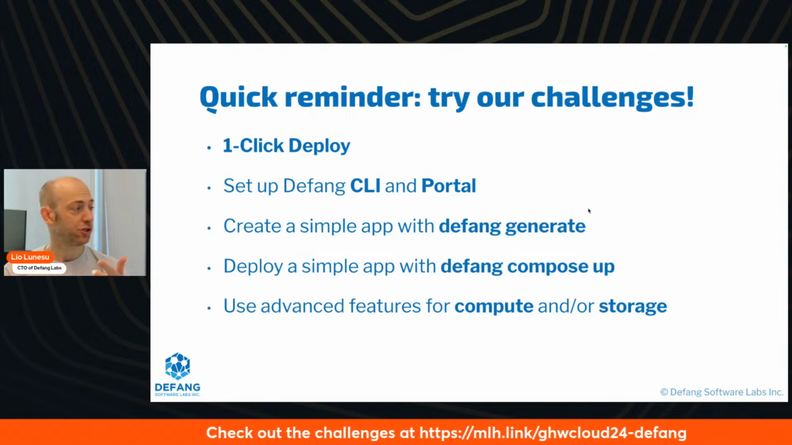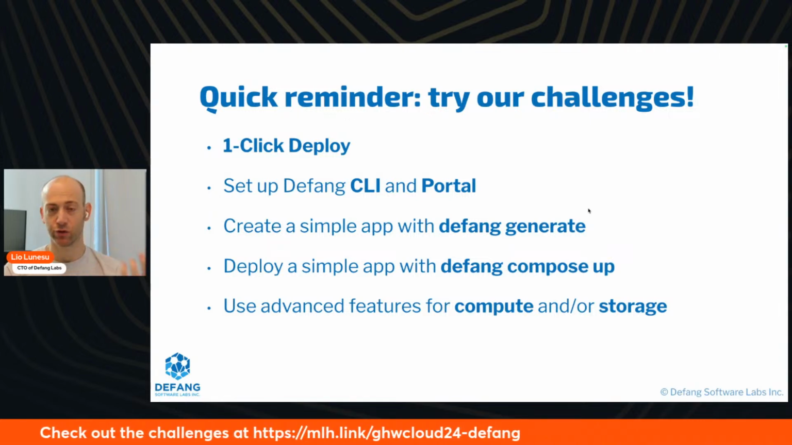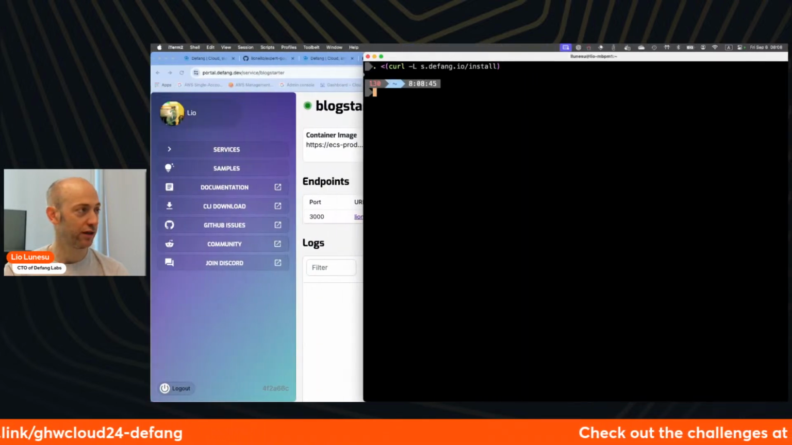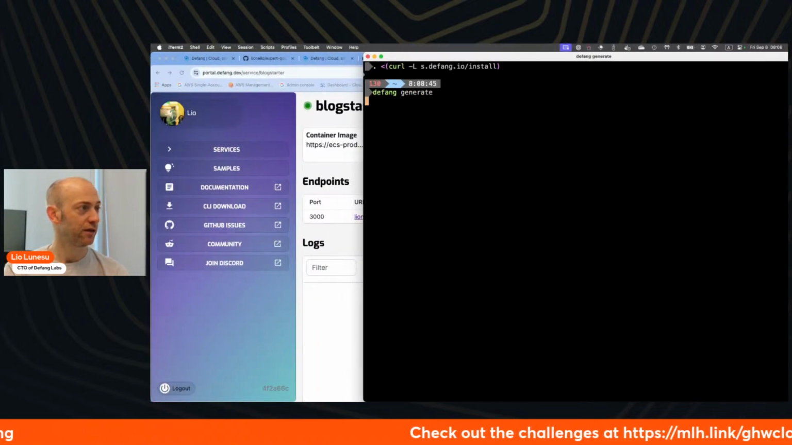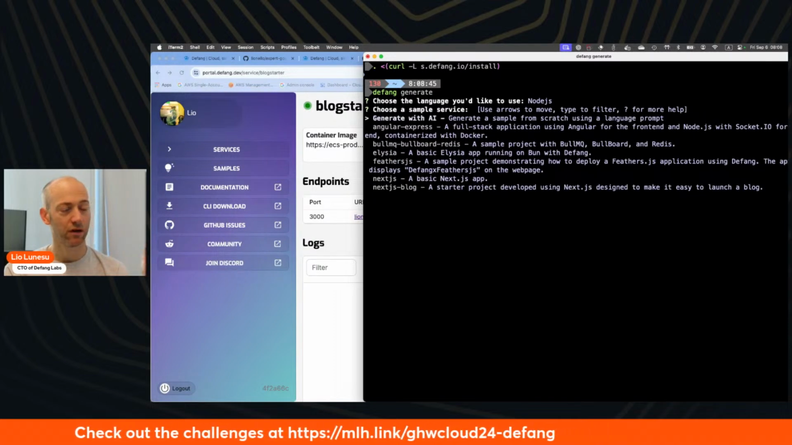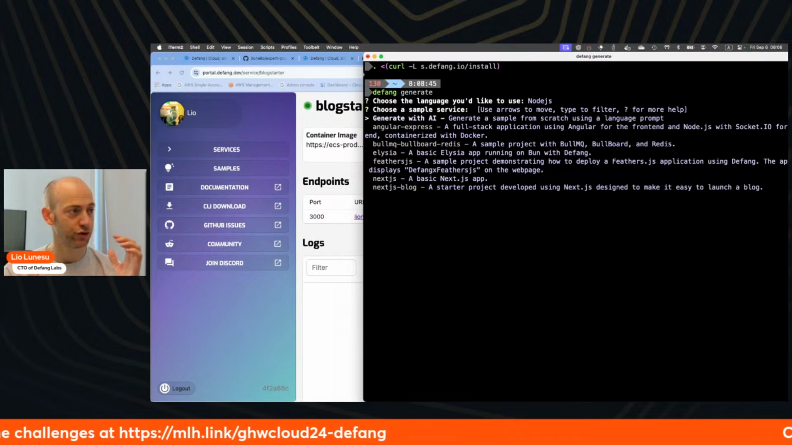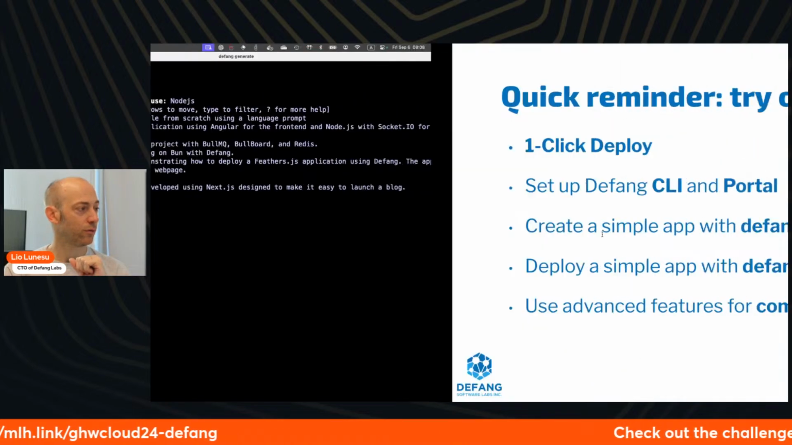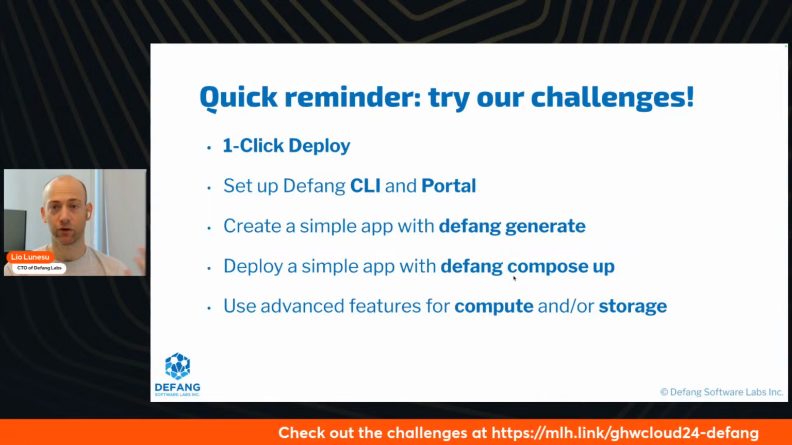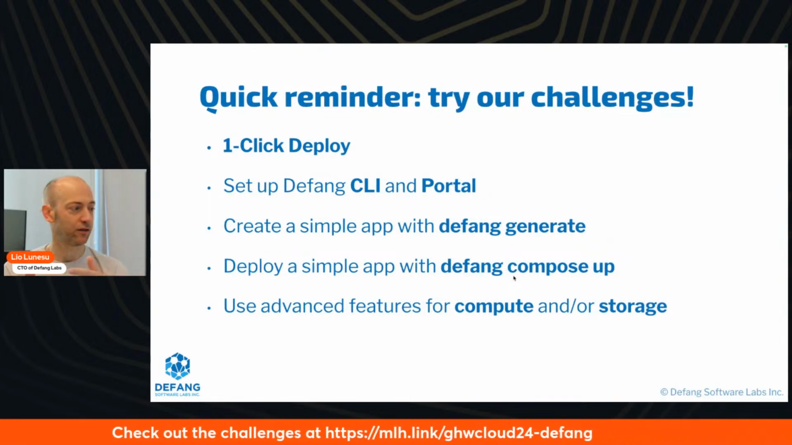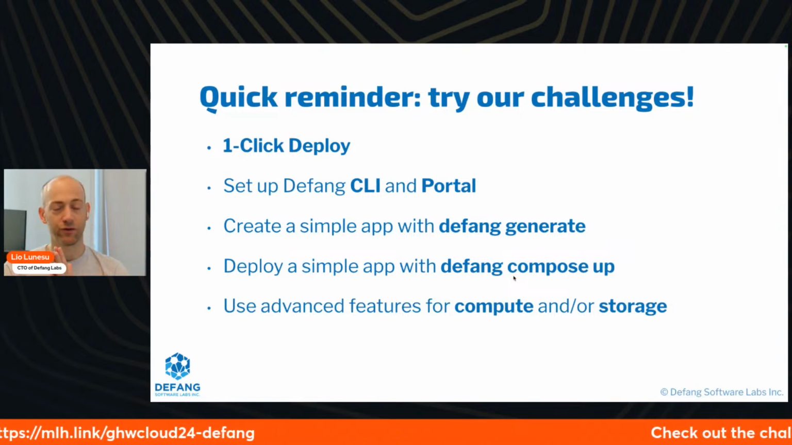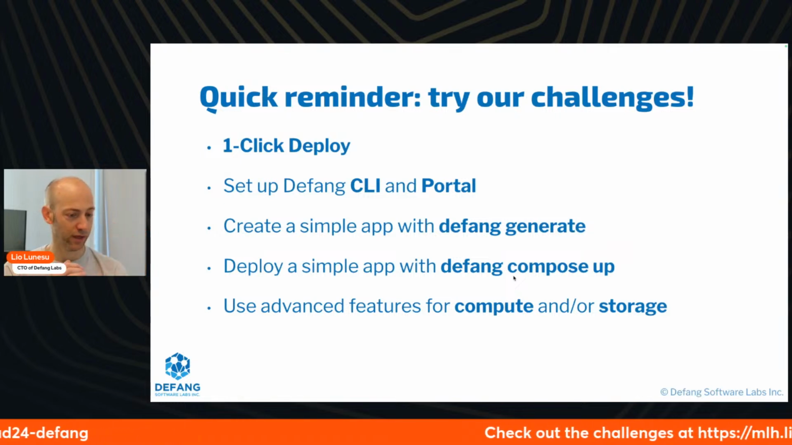Third challenge: create a simple app with Defang Generate. I showed you yesterday how to do that. It basically boils down to, after the installation, running defang generate, picking a language, and either picking a sample or generating a project from scratch using an English language prompt. After that, compose up, deploying that application, is a separate challenge. So definitely try that. And then finally, advanced features. That's all I'll be talking about today.